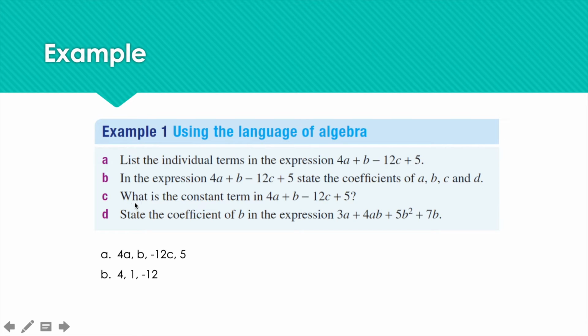The next question is, what is the constant term in 4a plus b minus 12c plus 5? Remember, constant means just a number, no letter. So our only number by itself is 5. And finally, state the coefficient of b in the expression 3a plus 4ab plus 5b squared plus 7b. So the coefficient in front of b is going to be 7 right at the end. So 7.